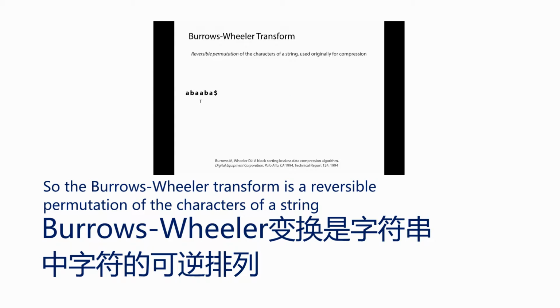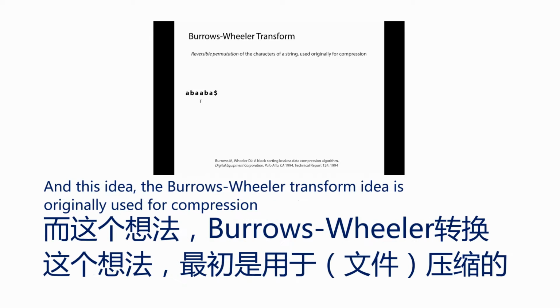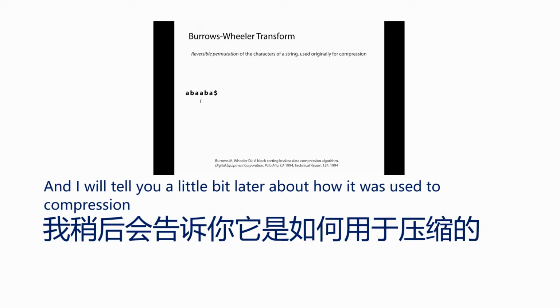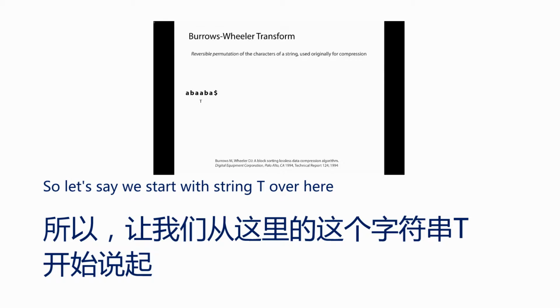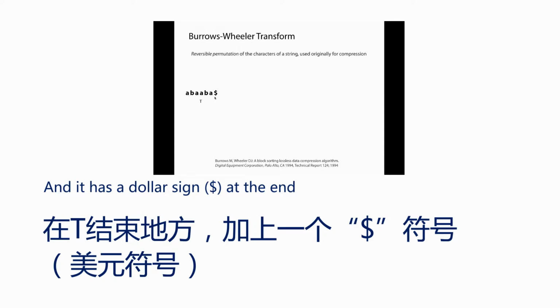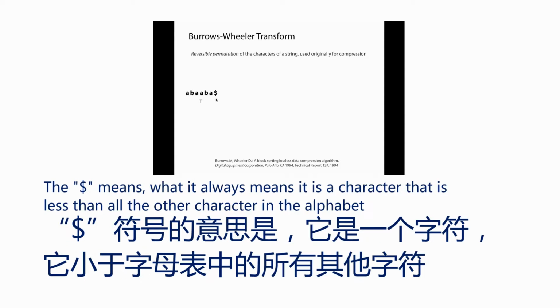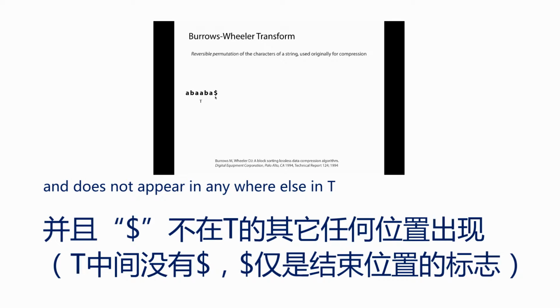So the Burrows-Wheeler Transform is a reversible permutation of the characters of a string. And this idea was originally used for compression. And I'll tell you a little bit later about how it was used for compression. So let's say we're starting with a string t over here, and it has our $ sign at the end. The $ sign means what it always means. It's a character that's less than all the other characters in the alphabet, and that does not appear anywhere else in t.